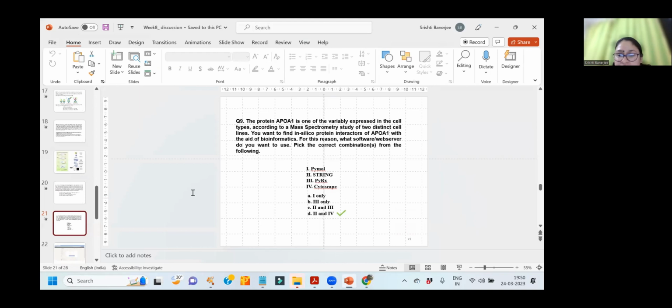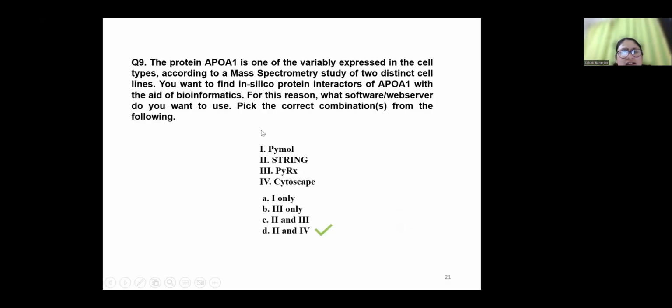Okay. So let's go to this question. I already have the answer. Do you know how to use Cytoscape and STRING? Any idea? If I want to understand protein-protein interaction at a bioinformatics level, like I have a protein and want to know how many proteins it interacts with, do you know how to do it? Okay, we'll just perform it.